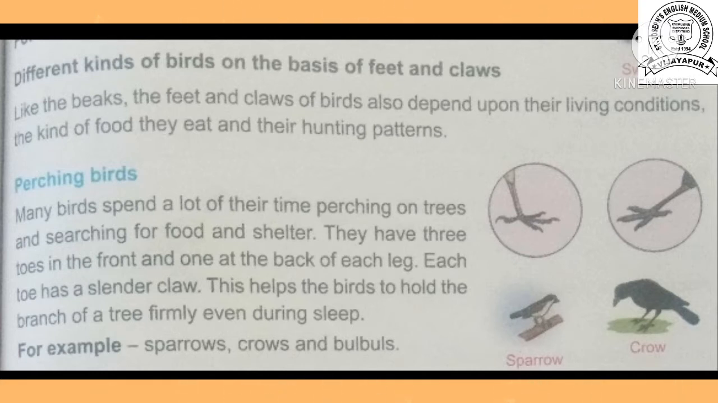Perching birds. Many birds spend a lot of their time perching on trees and searching for food and shelter. They have 3 toes in the front and 1 at the back of each leg. Each toe has a slender claw. This helps the birds to hold the branch of a tree firmly even during sleep. For example, sparrows, crows and bulbuls.